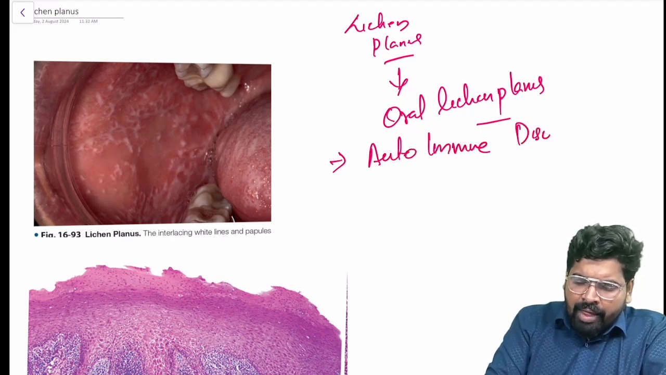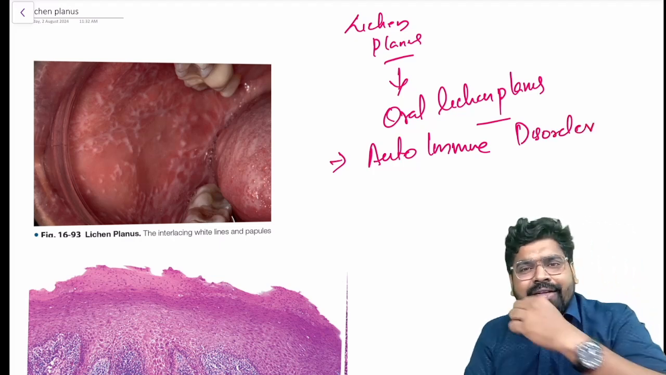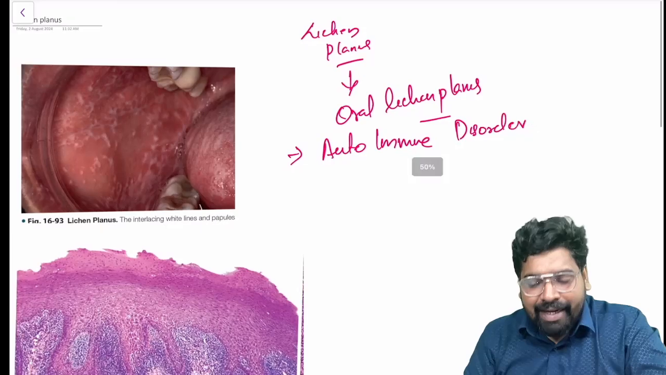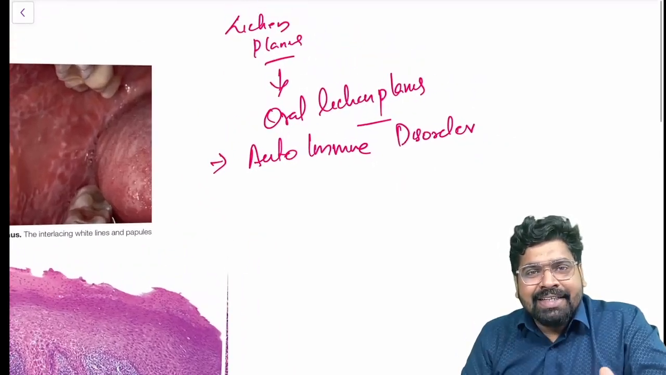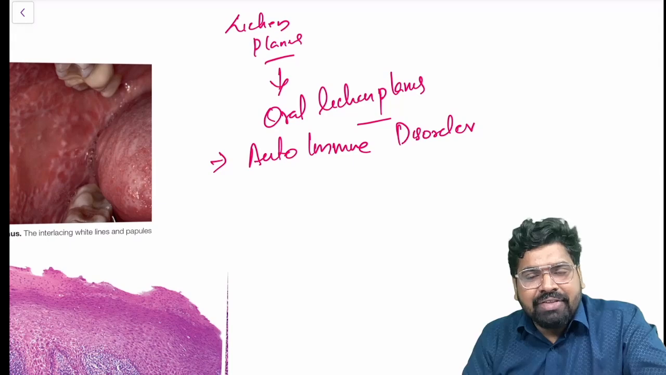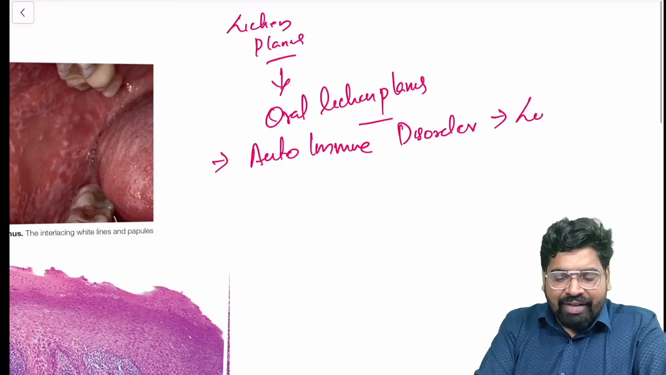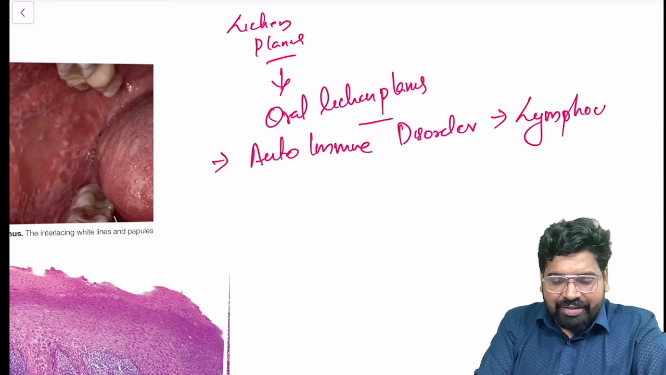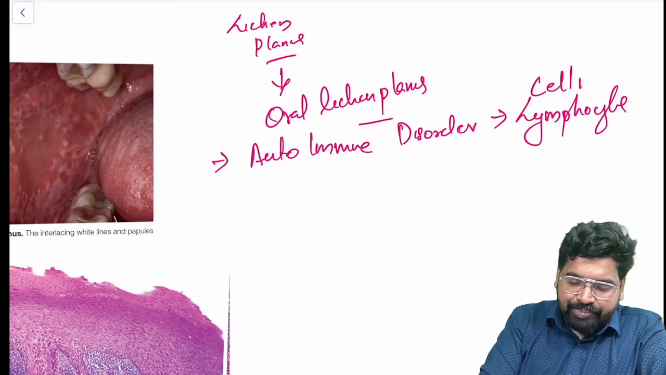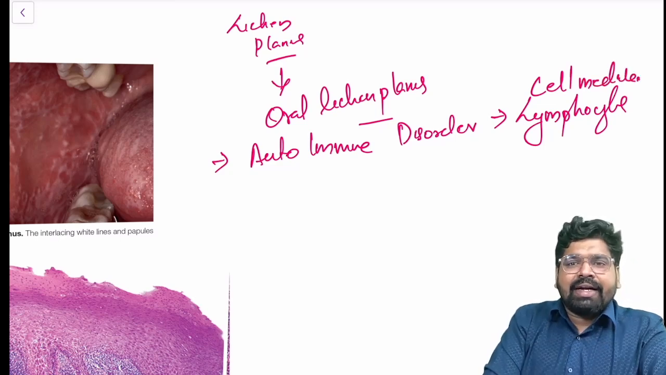Autoimmune disorders are usually maintained by antigen antibodies. But the speciality of lichen planus is that this is an autoimmune disorder mediated by your lymphocytes, or we say cell mediated. This is a cell mediated autoimmune disorder.